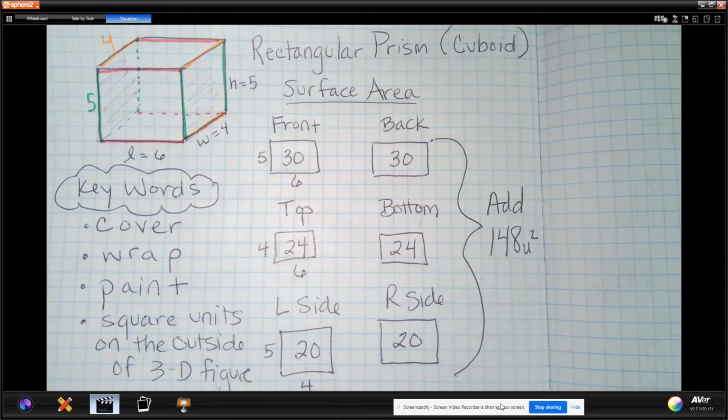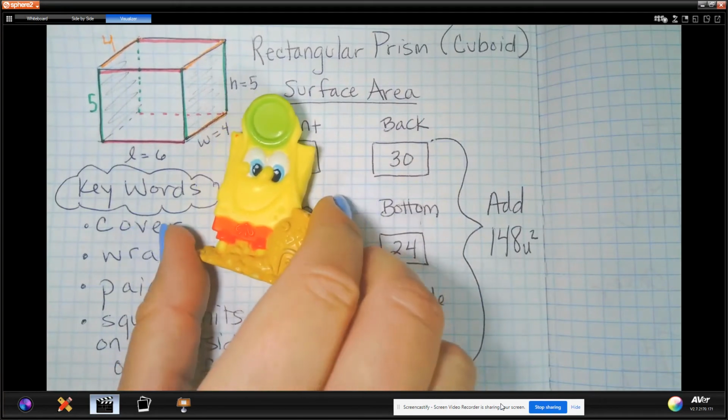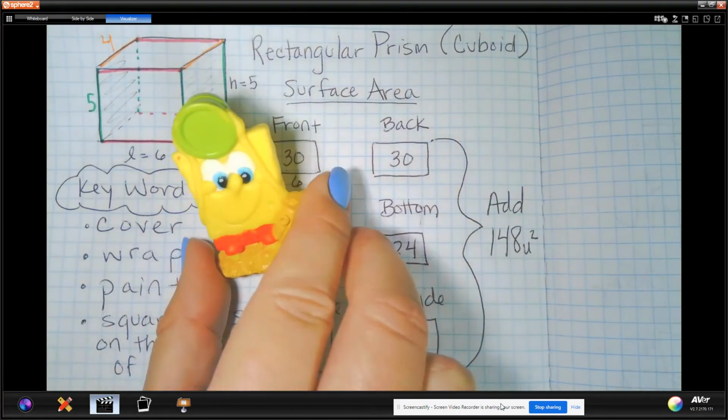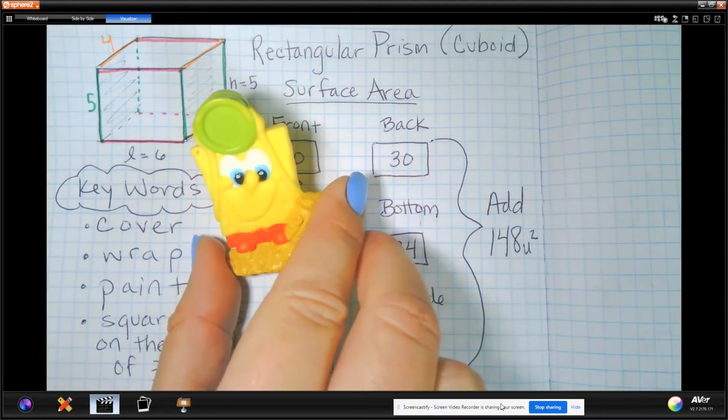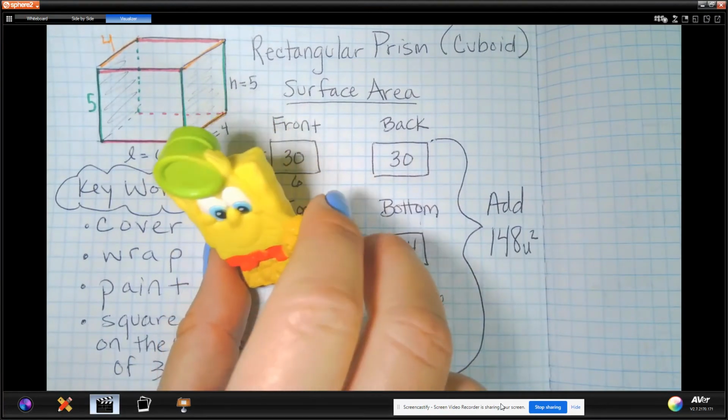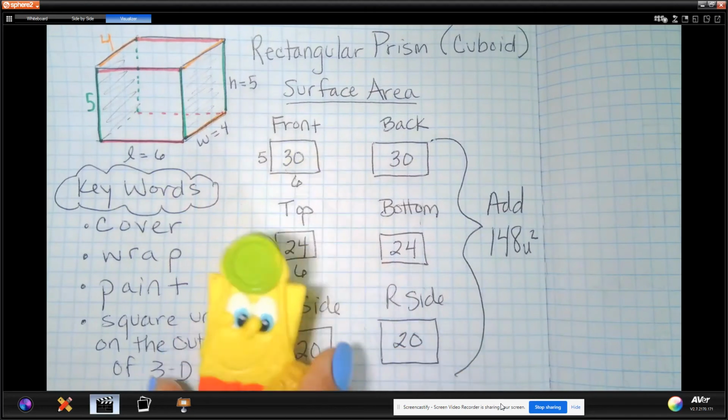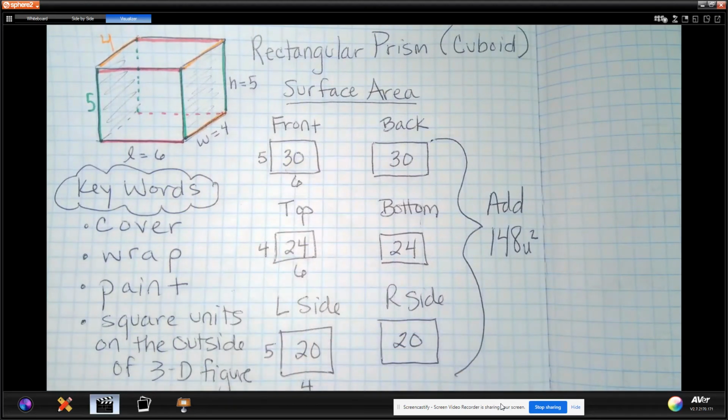Now the other thing that we have is, oh, what's that you say? SpongeBob, you have something to say? He said sometimes it's easier just to use a formula. Okay, SpongeBob, I'll listen. Let's see what we can come up with. How can we make this easier?